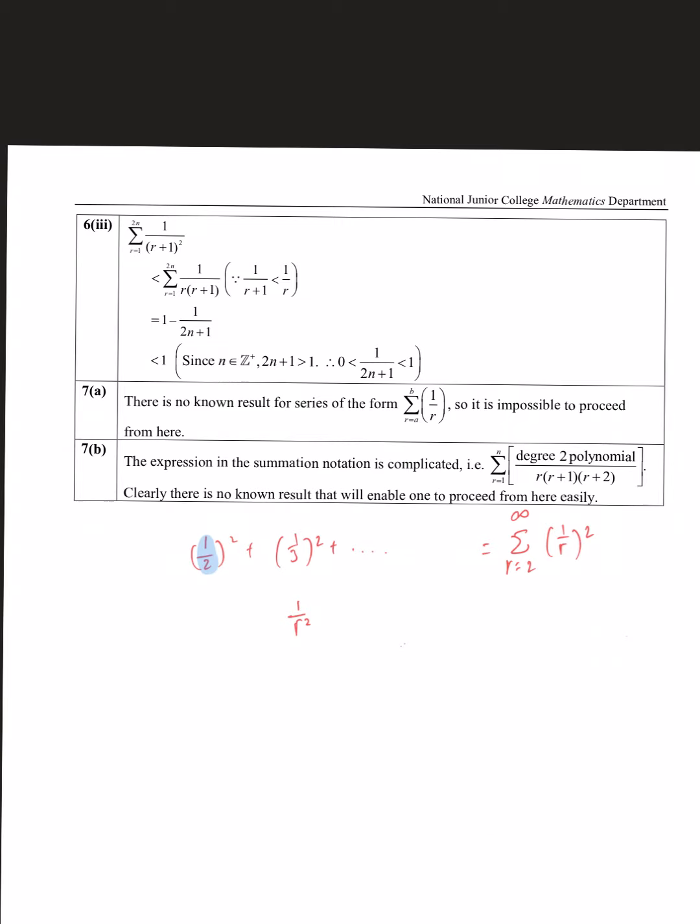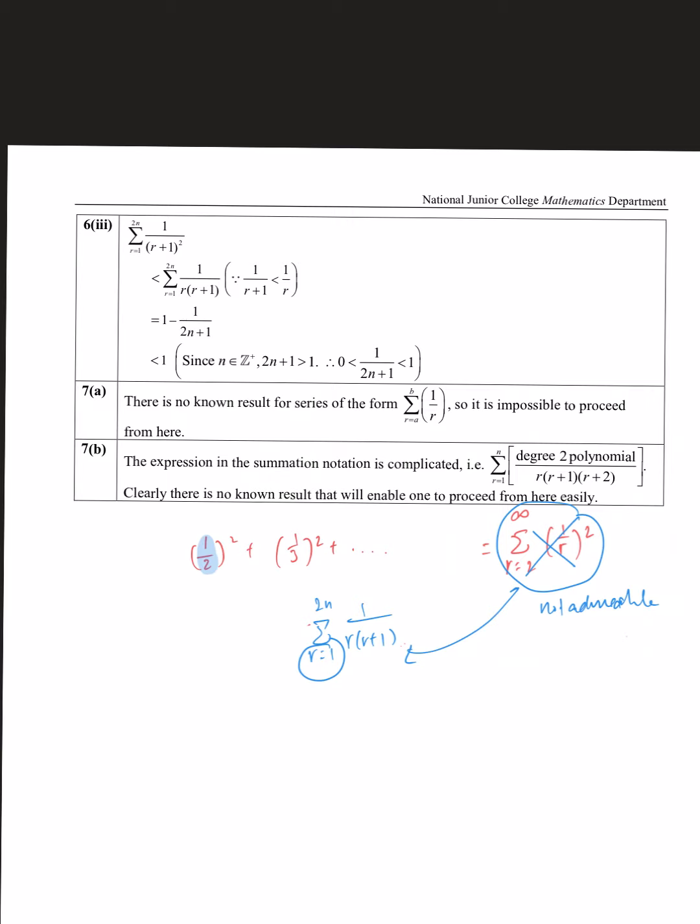So look at what we have found earlier on. What we have found earlier on was the sum of 1 over r times r plus 1, r starting from 1. If we were to express it as 1 over r squared, it is harder for us to compare these two series because r begins from a different number. So it is not advisable to put it as 1 over r squared. So if that's the case, what should we do?